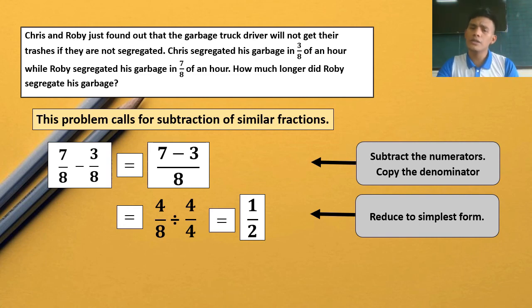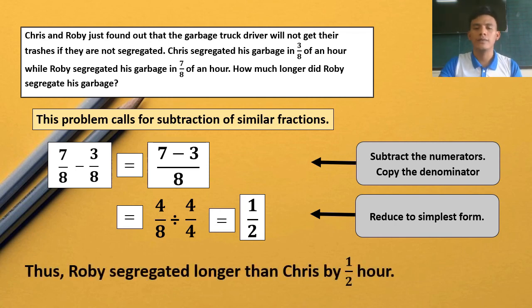Can we still reduce 1 over 2 to lowest term? No. That is already the simplest form. And 1 over 2 is our final answer. Thus, Ruby segregated longer than Chris by 1 over 2 of an hour.